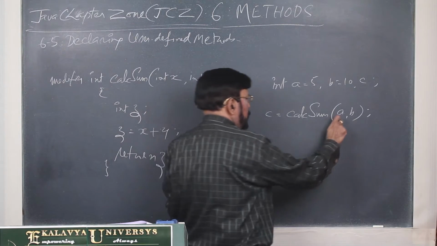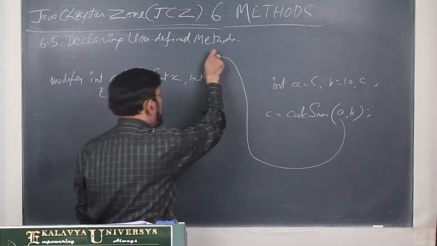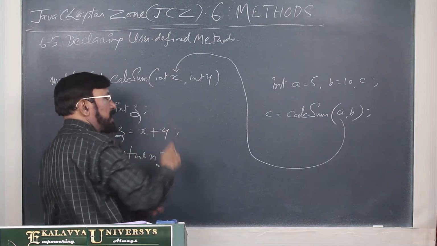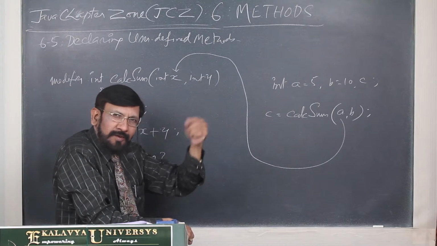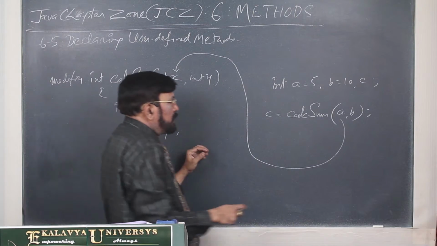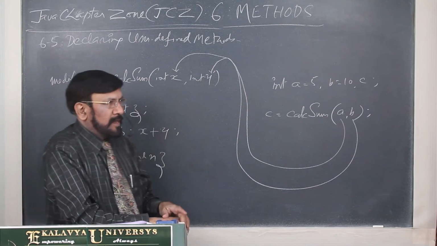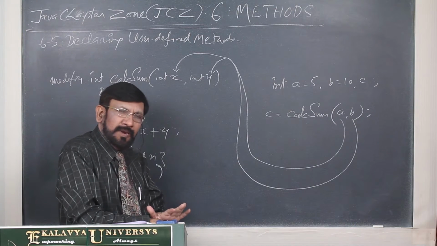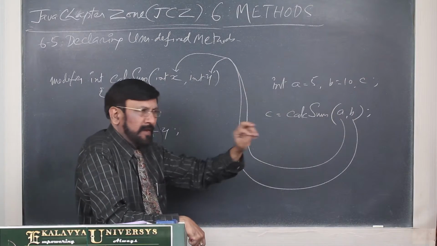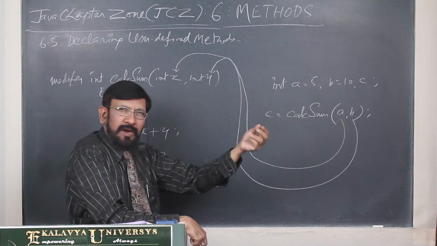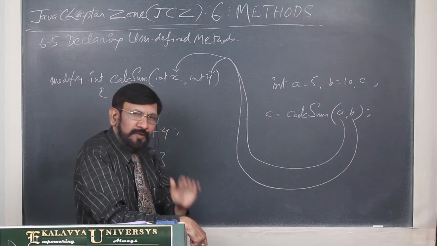Now you see here, on calling the method, a's value is copied into x. A is not transferred to x. A's value is copied into x and b's value is copied into y. These are also called formal arguments. Formal arguments are parameters. Actually, these are actual arguments. The values stored in the actual arguments are copied into formal arguments. That you have to understand.